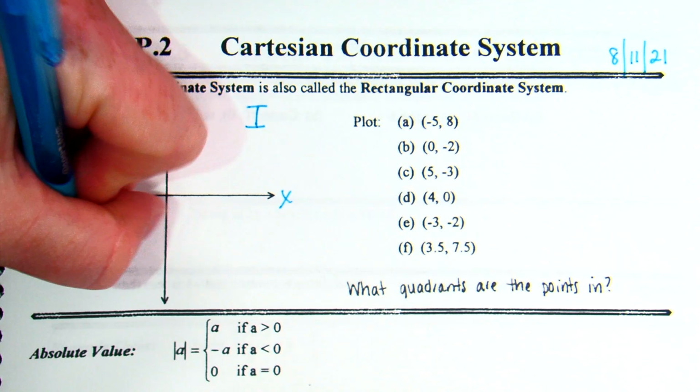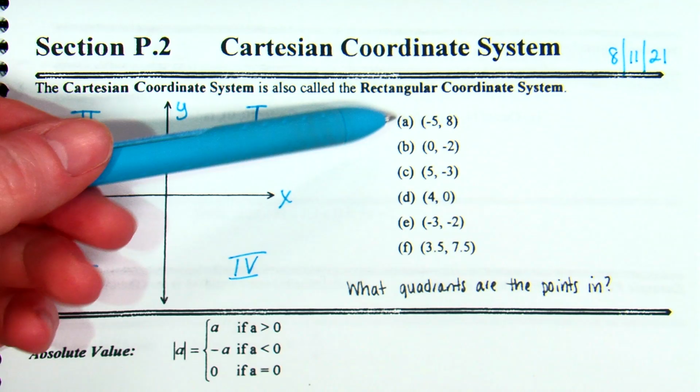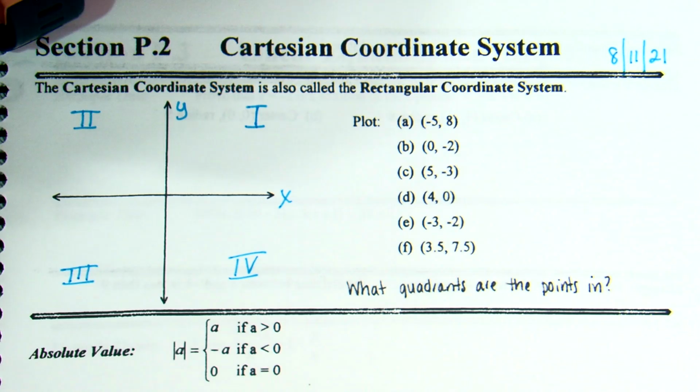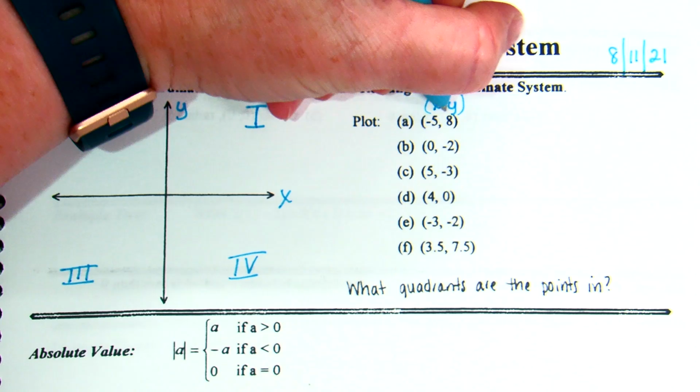Okay. We're being asked to plot some of these ordered pairs. What do you remember about an ordered pair? What's the order in an ordered pair? XY. The ordered pair is XY. Okay, so let's practice with some of these.